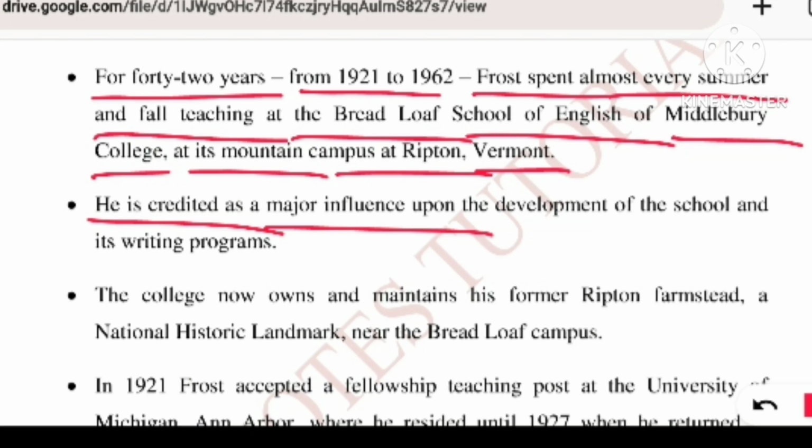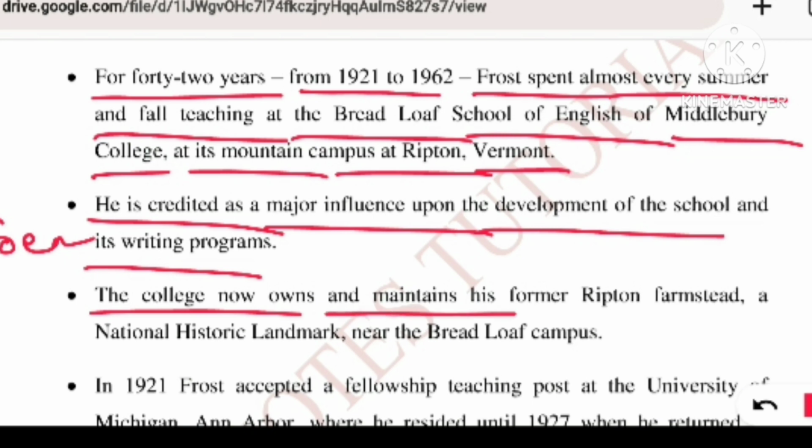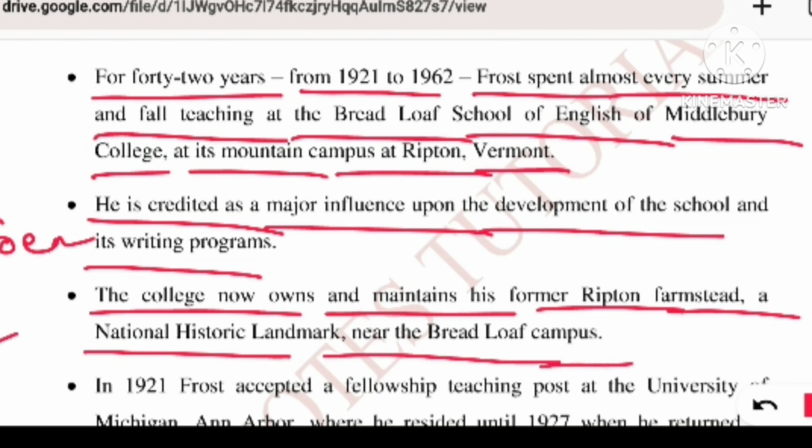He is credited as a major influence upon the development of the school and its writing programs. Of course, being a poet, he was able to contribute much to the literary aspects of the school as well, and that is why he became renowned. The college now owns and maintains his former Ripton farmstead, a National Historic Landmark near the Bread Loaf campus. See, after the death of the poet, wherever he was associated, they had become a historic landmark, and it has made Robert Frost alive even after his death.